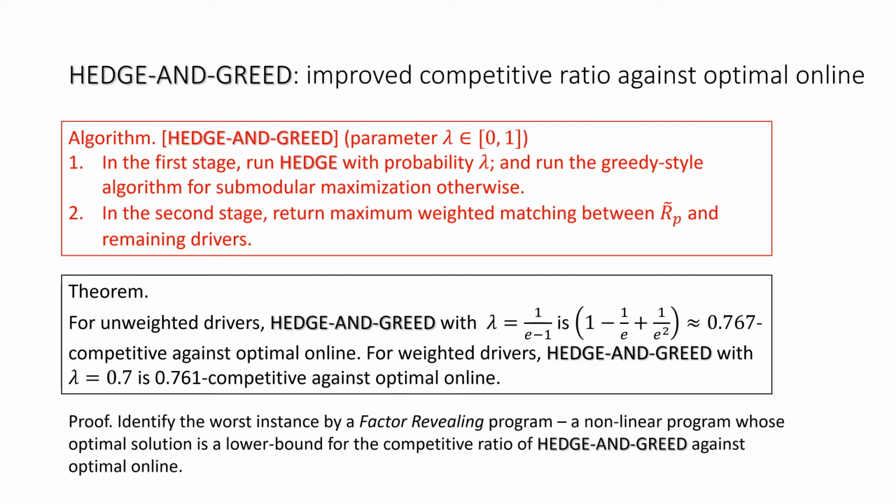The proof of this theorem is a little bit complicated. At a high level, we try to identify the worst instance by a factor revealing program. This is a nonlinear program whose optimal solution is the lower bound of the competitive ratio of hedge and greedy against the optimal online. You can check out the paper for more detail of this part.